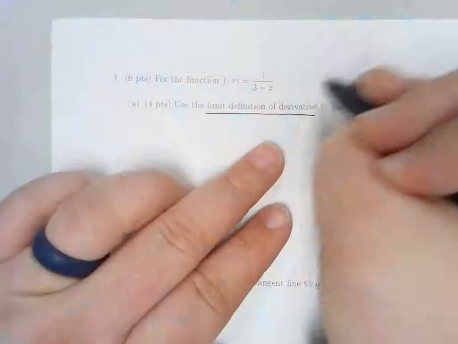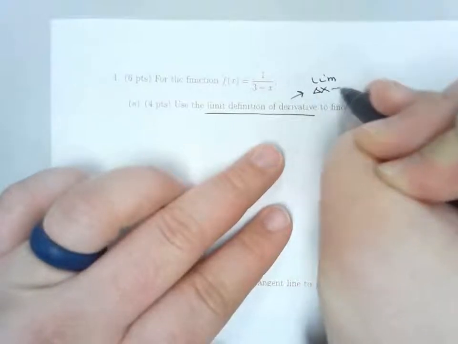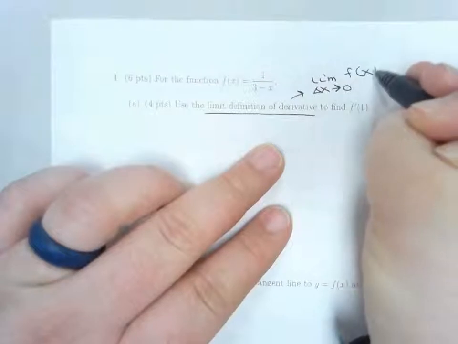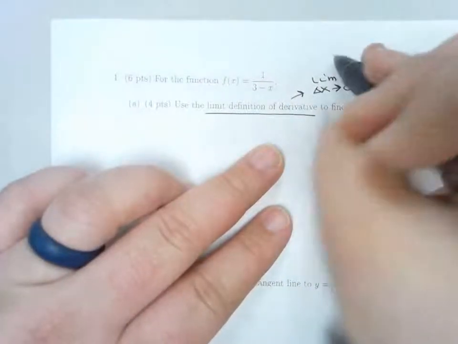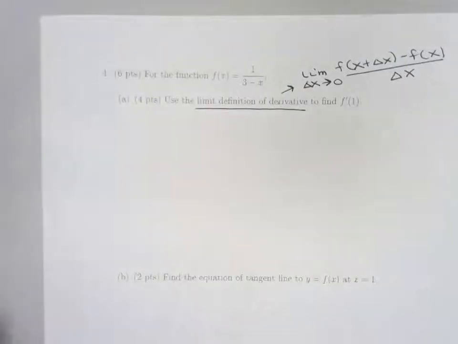So that is the limit as delta x goes to 0 of f of x plus delta x minus f of x, over delta x. I would put this on your list of things to know for the final, in case you don't know it already.